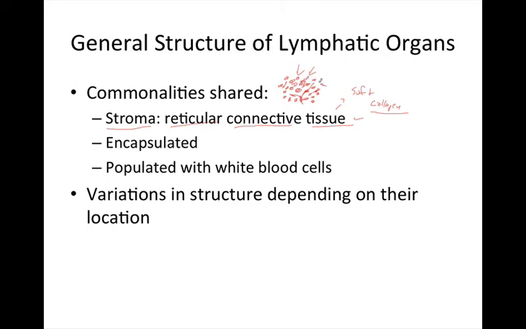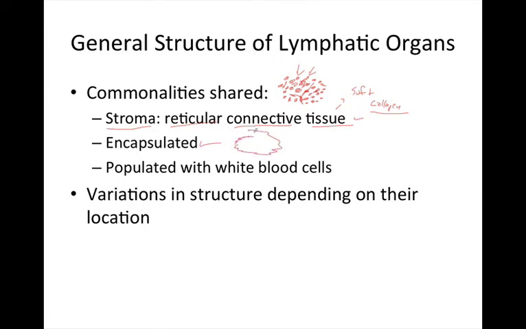And like I said, if we're trying to densely populate this tissue, this organ essentially, with a lot of white blood cells, that's the kind of inner framework that we want. All right. Another thing that these organs share in common structurally is that they are all encapsulated. So they all have some kind of outer connective tissue capsule.